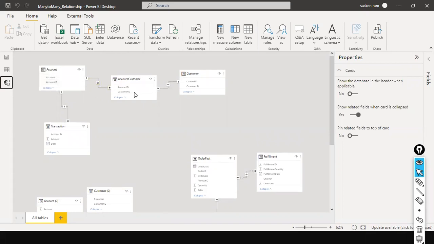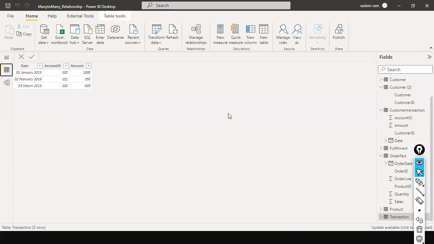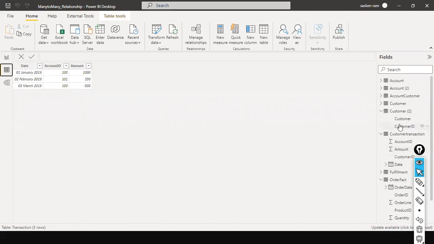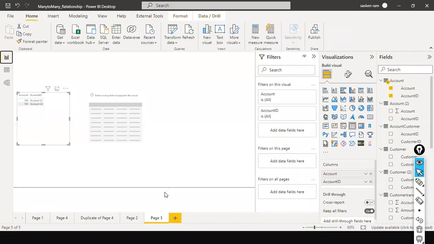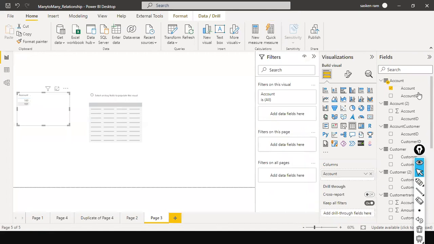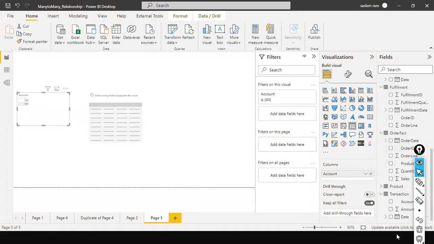Account and account ID got linked here. Okay. And if you see the account customer, these two were linked. Okay. Fine. So what we will do is, we'll put the data here. One second. I just remove the account ID here and balance. You want to see the account-wise balance, which is nothing but the amount here.